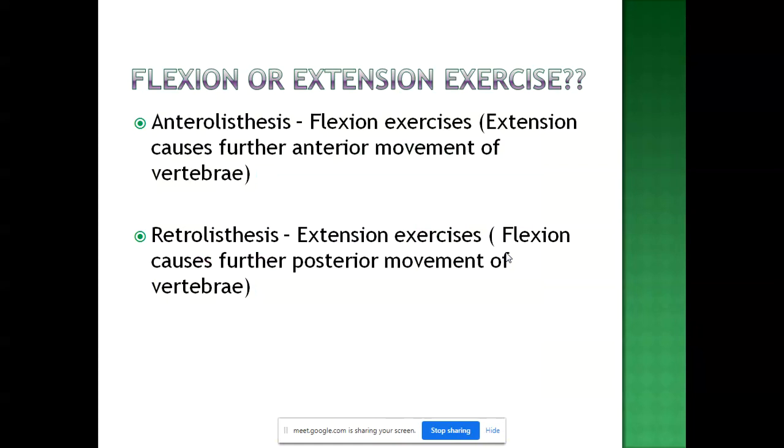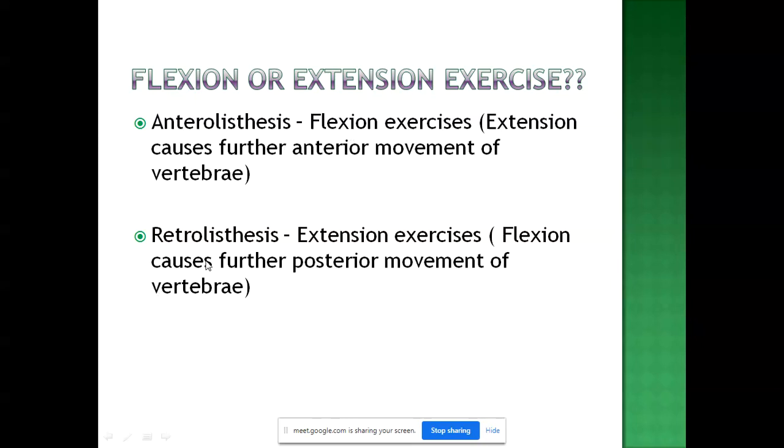Now, whether you will give flexion exercises or extension exercises in case of spondylolisthesis. If anterolisthesis is there, then we will give flexion exercises. Why? Because extension causes further anterior movement of the vertebra. In case of anterolisthesis, the vertebral body has already moved anteriorly. So if you give extension exercise, then the lumbar vertebral body will move further anterior. So that is why we will go with the flexion exercise.